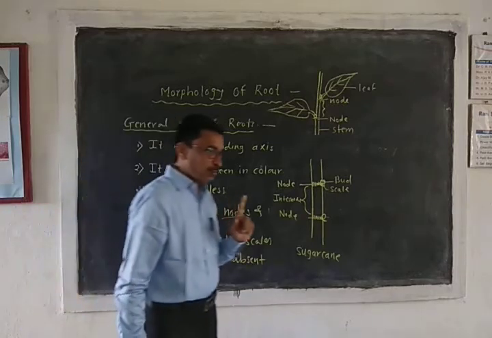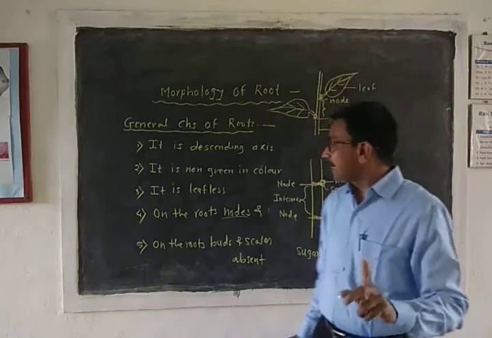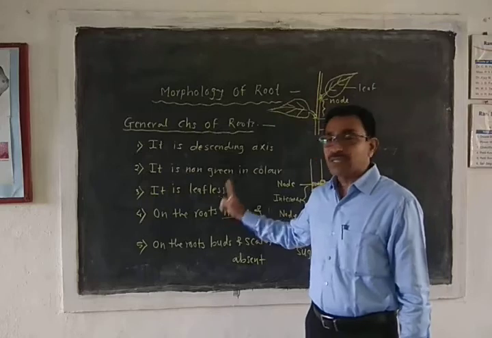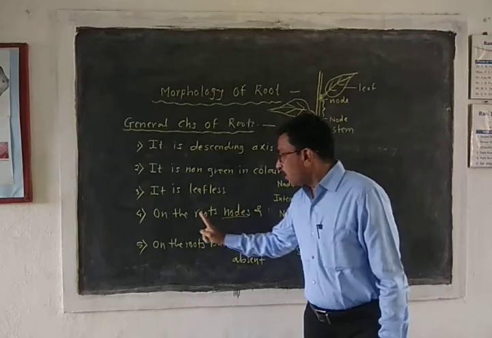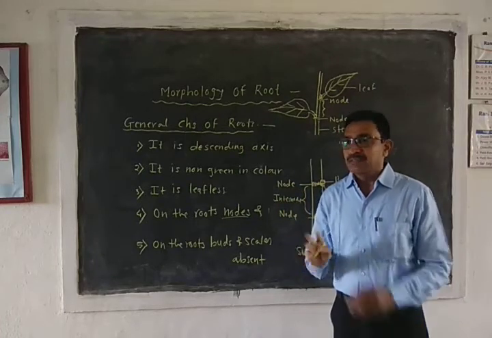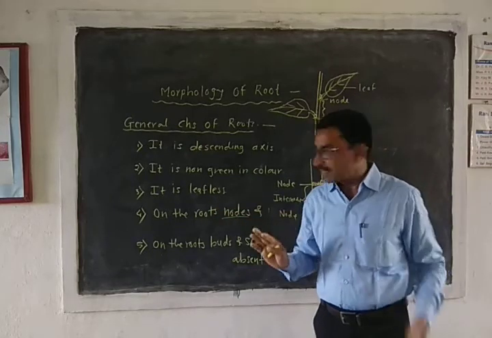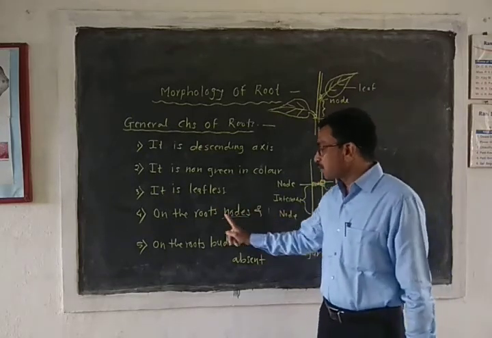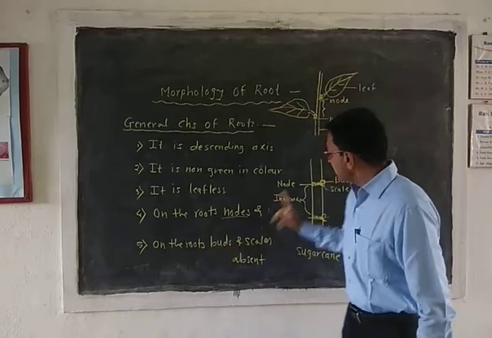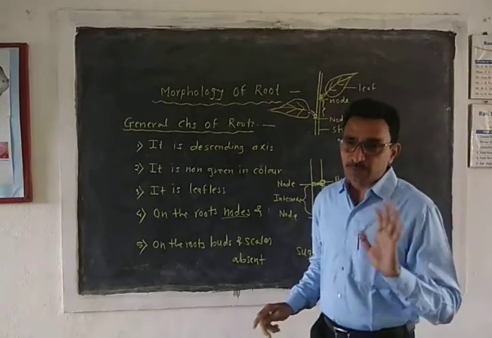The first general character of root is that root is a descending axis of the plant body. Second, roots are non-green in color. Third, roots are leafless. Fourth, on the roots there are nodes and internodes are absent. जर रूट्स लिफलेस आहेत, रूट्सवर बड्स आणि स्केल्स नसतात, म्हणजेच काय रूट्सवर काय नसतात, नोड्स अँड इंटरनोड्स आर absent. And last with that, on the roots there are buds and scales are also absent. These are the 5 general characters of roots.